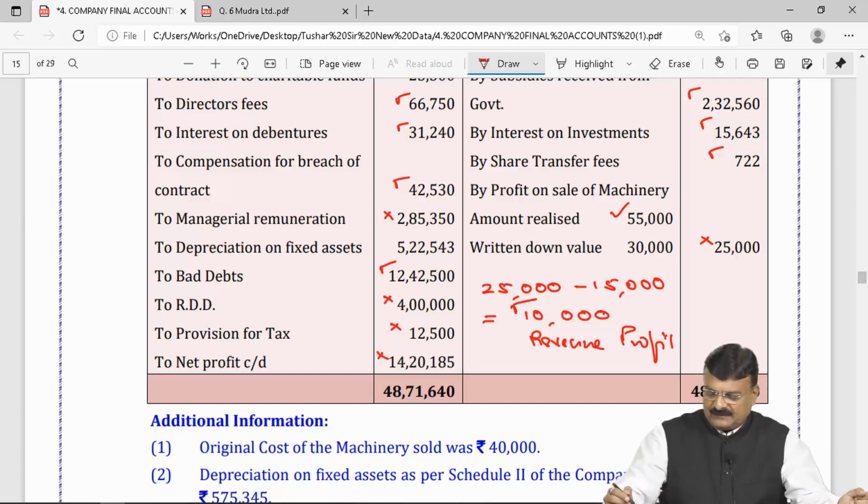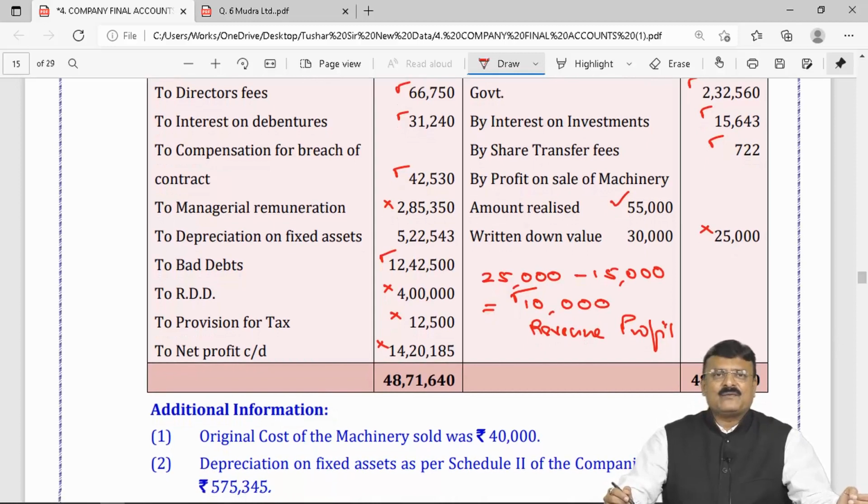Depreciation on fixed assets as per Schedule 2 of the Companies Act was 575,345, whereas depreciation in the books is different. This depreciation cannot be taken.